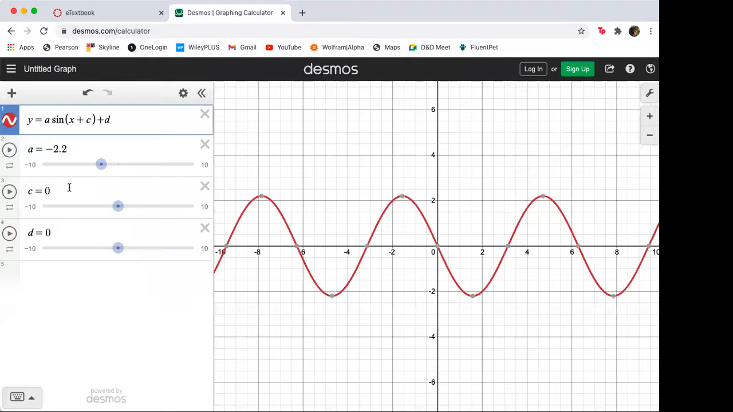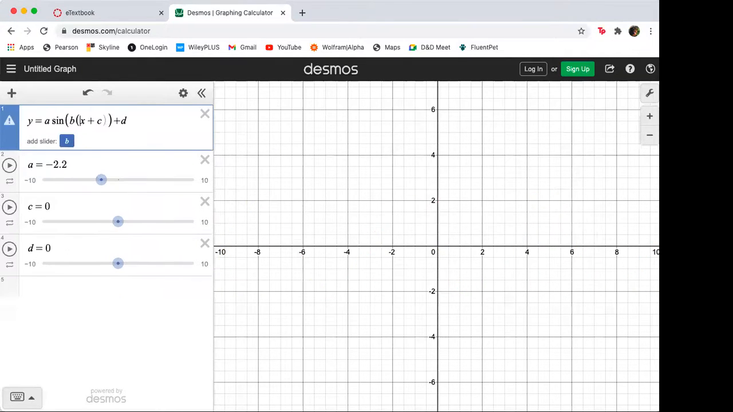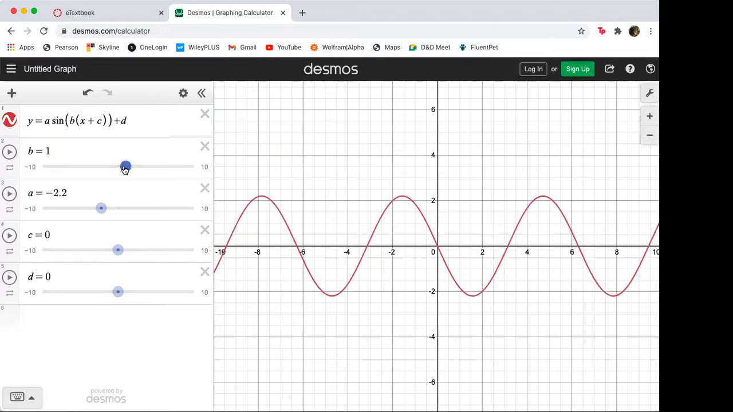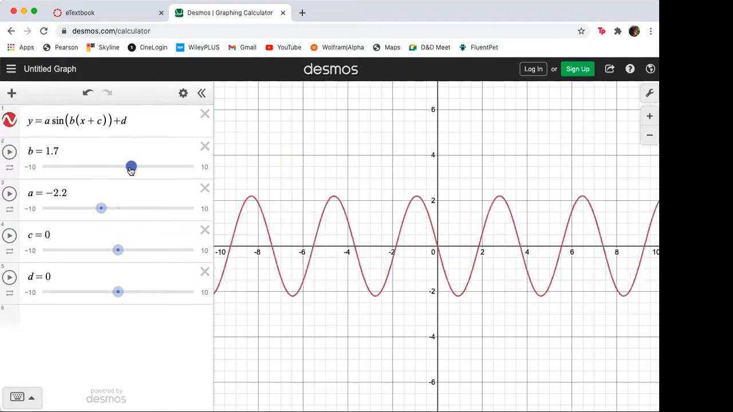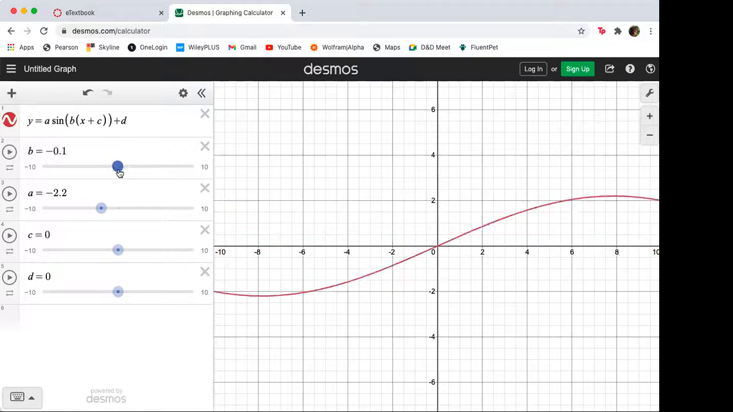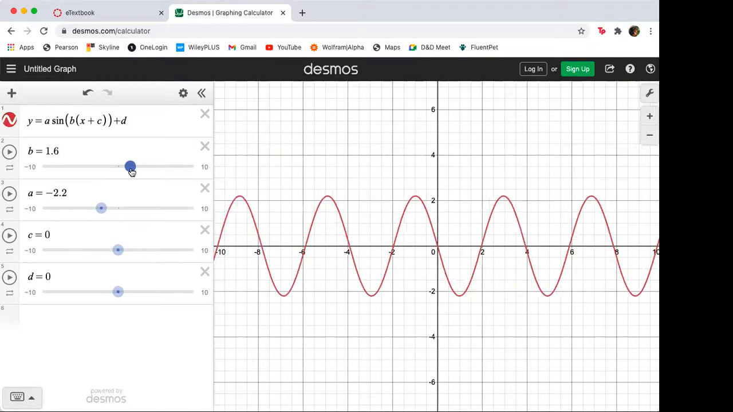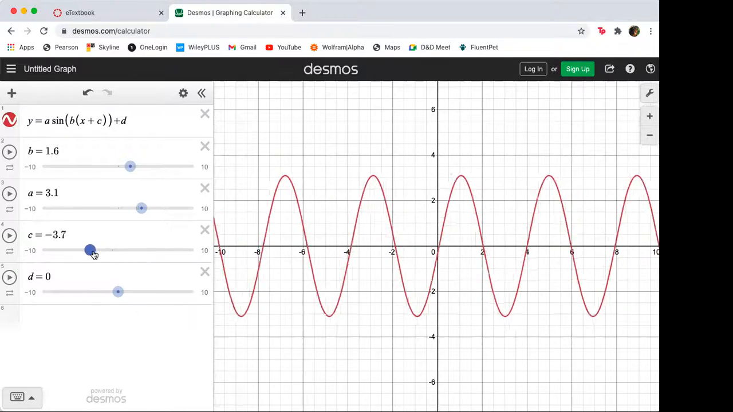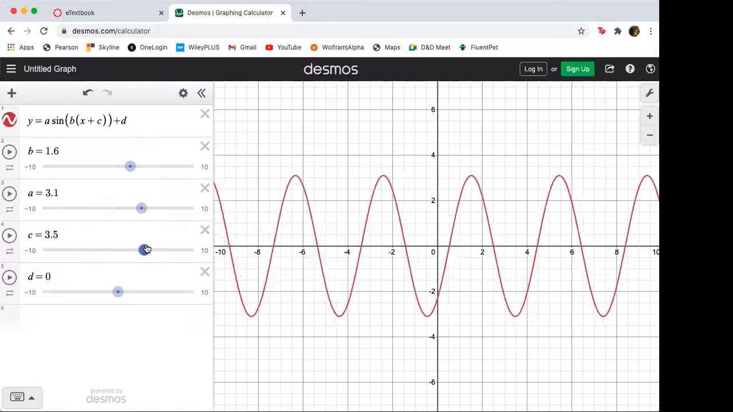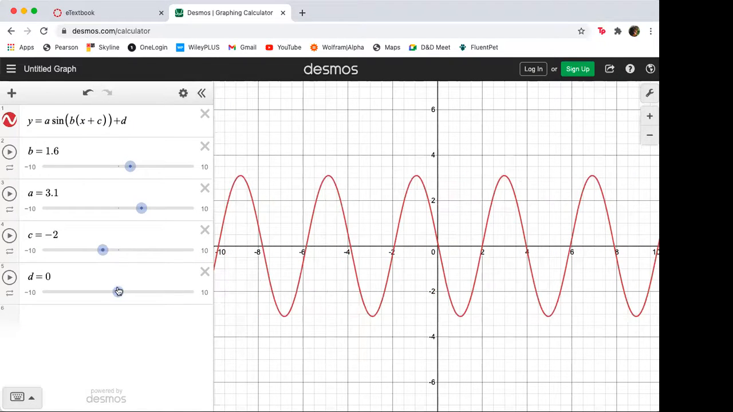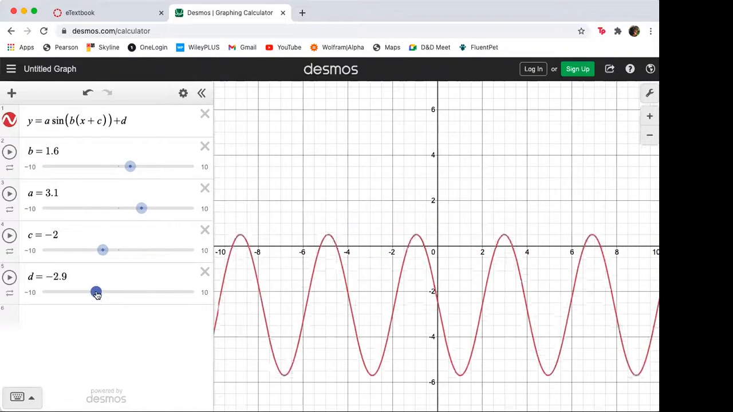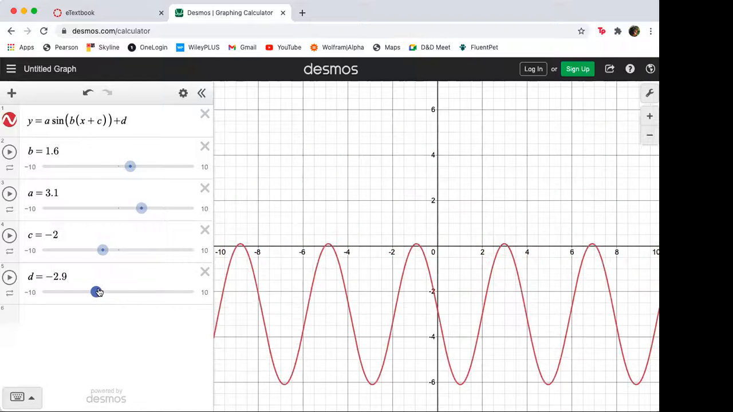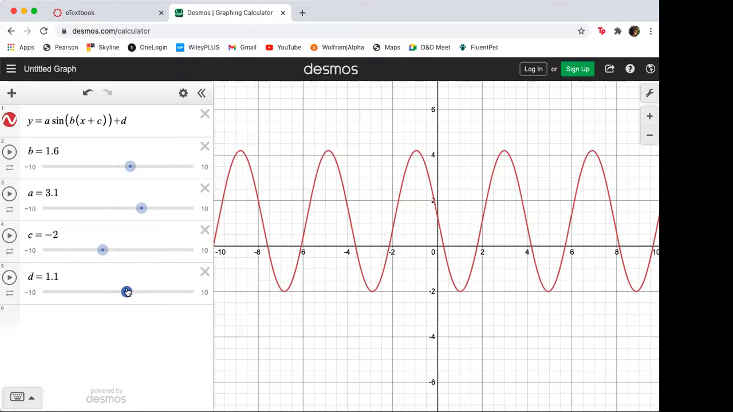And then if I multiply the x plus c times b and add a slider for that, now I'll be adjusting the period. So notice that it'll stretch out or compress. Stretch, compress. But no matter what I set my A and my B to, adjusting the C slider moves things left and right, but maintains the amplitude and the period. Adjusting the D slider moves things up and down, but keeps the amplitude and the period the same.